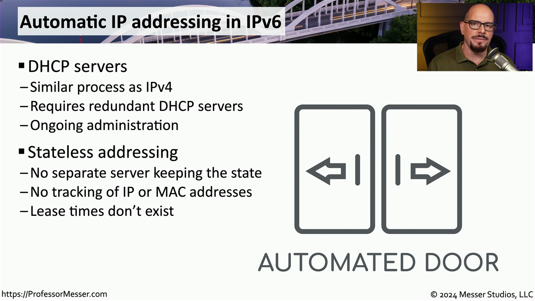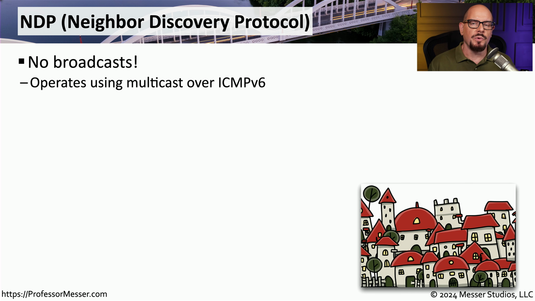But unlike IP version 4, IP version 6 can assign an IP address to itself and be able to communicate with anyone on the network. We refer to this as stateless addressing. There's no DHCP server that manages the process. You don't have to keep track of IP addresses or MAC addresses. And with this stateless addressing, there's no lease time, so you never have to worry about giving up your IP address. An important protocol that's used for IPv6 stateless addressing and other purposes is the NDP protocol.